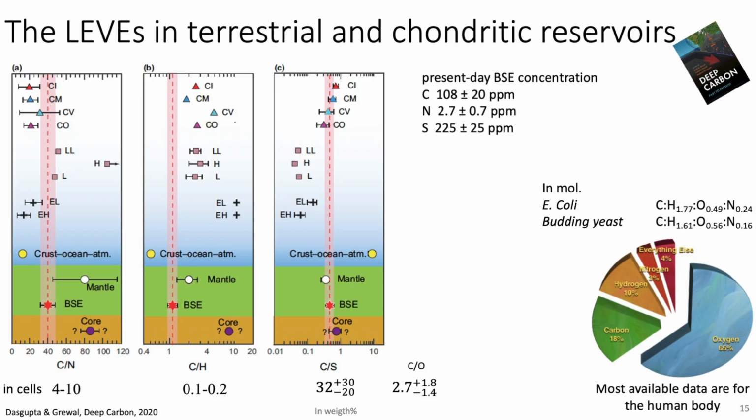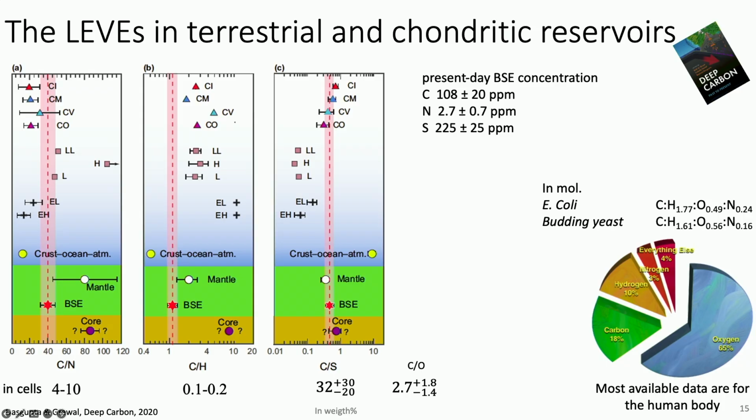So you have here all these ratios, and I've compared those ratios with what we have in cells. Here you do have that in mole percent, so the relative amount, so we do have more hydrogen than carbon, a little less than oxygen, and a little less than nitrogen. It's a little different for budding yeast. Most of the data are actually available for the human body, but the ratios are not changing that much, and they correspond to those kind of ratios here in weight percent. So how does that compare?